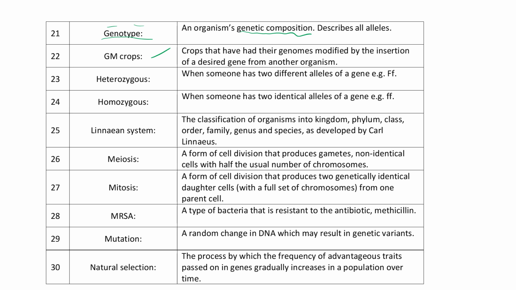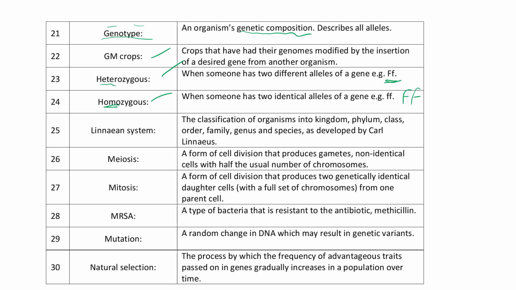When someone has 2 different alleles of a gene, capital F, little f, that is heterozygous, hetero. When someone has 2 identical alleles of the gene, big F big F or little f little f, that is homozygous, meaning one.